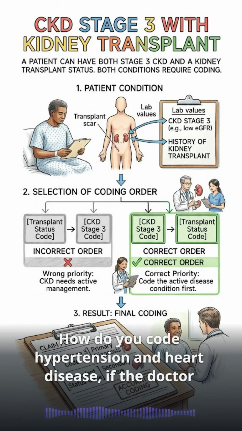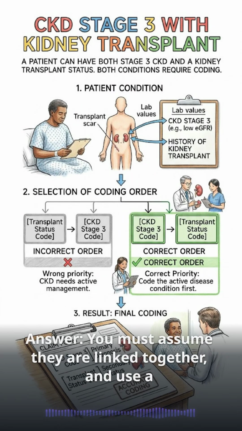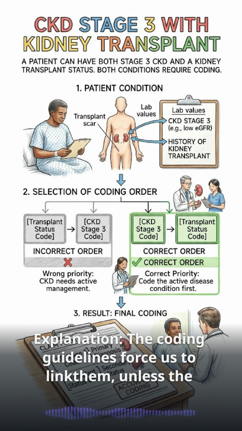51. How do you code hypertension and heart disease if the doctor mentions them both today? You must assume they're linked together and use a special hypertensive heart disease code. The coding guidelines force us to link them, unless the doctor says they're separate.